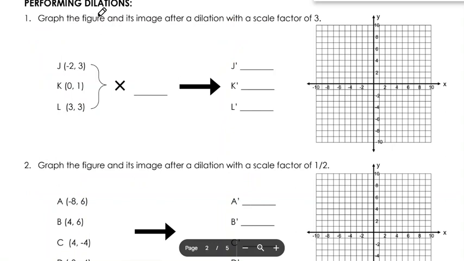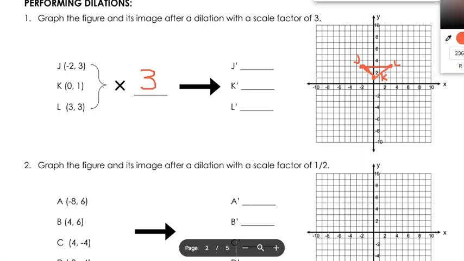All right, it says graph the figure and its image after a dilation with a scale factor of 3. So first, let's plot these points, J, K, and L. I'm going to go ahead and do that. There's J, there's K, and there's L. And we can see that it makes a triangle, right? Okay, so then it says there's a scale factor of 3. So that means we're going to multiply each of these by 3.